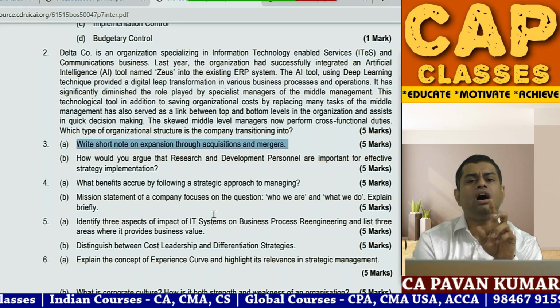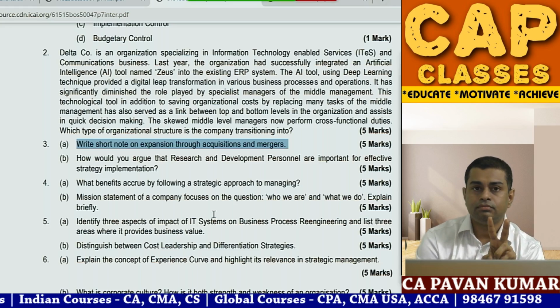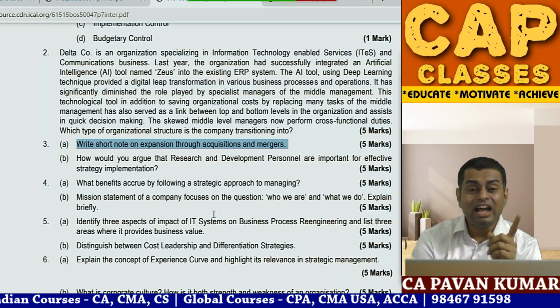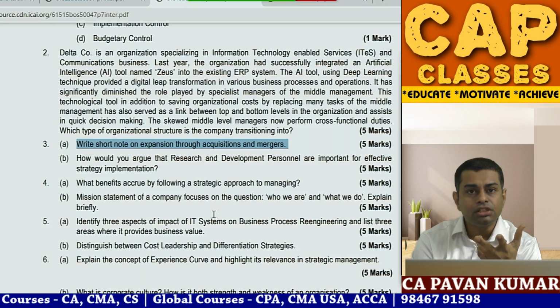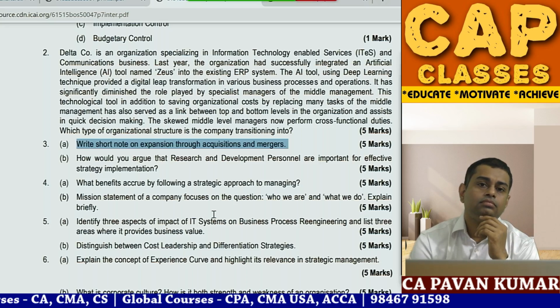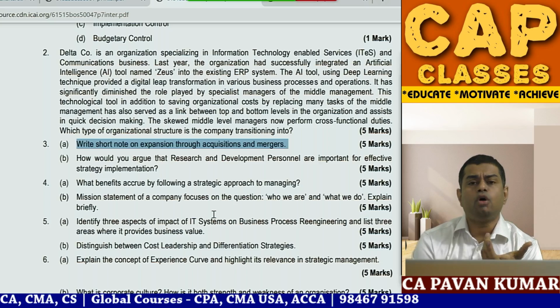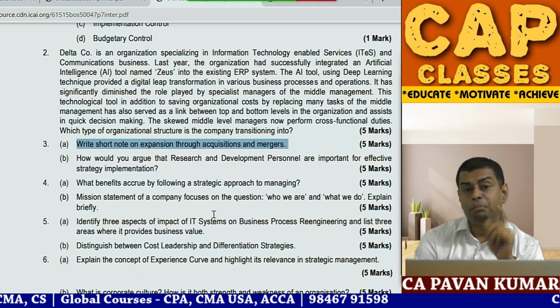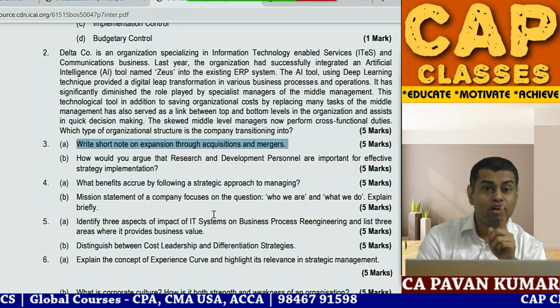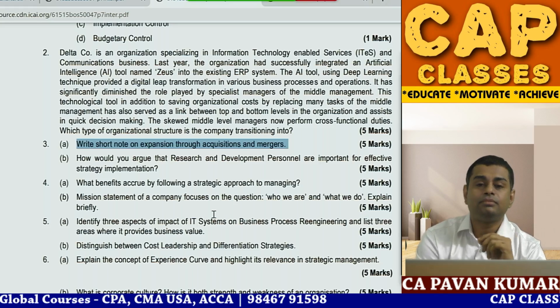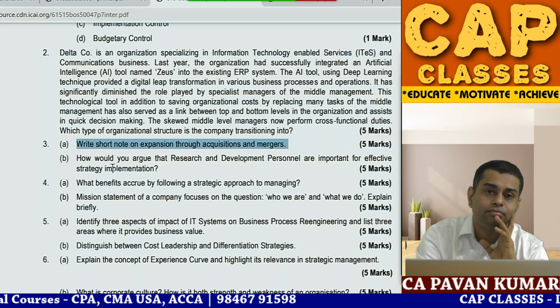Classic example, Vodafone and Hutch. Vodafone has taken over Hutch. Today, where is Hutch? Died. Vodafone is controlling, obviously 100% is Vodafone now. But Vodafone Idea, it is a merger. It is not an acquisition, it is a merger.